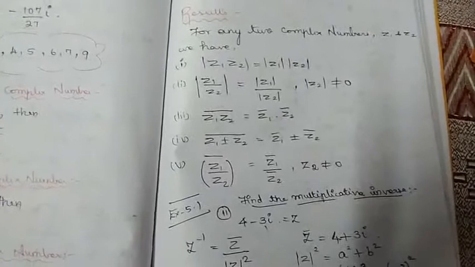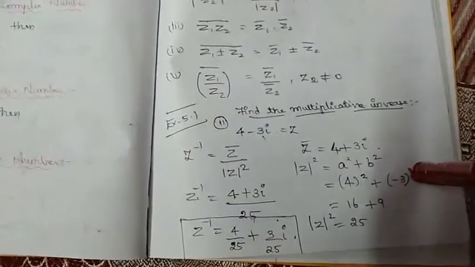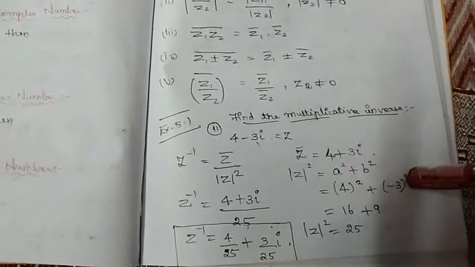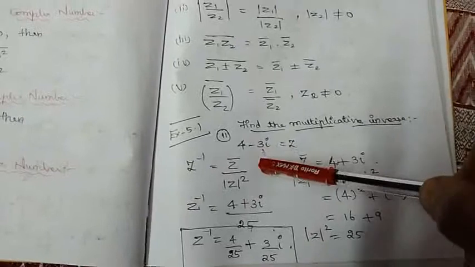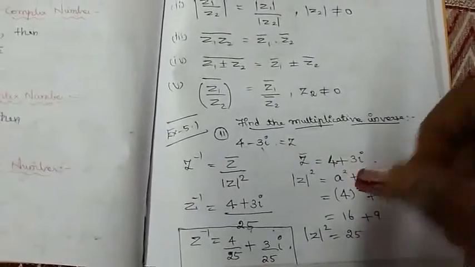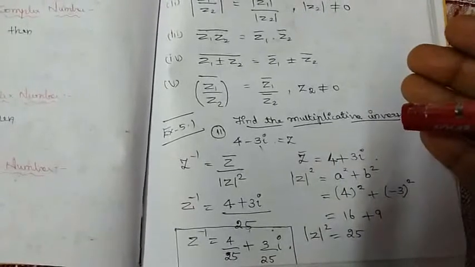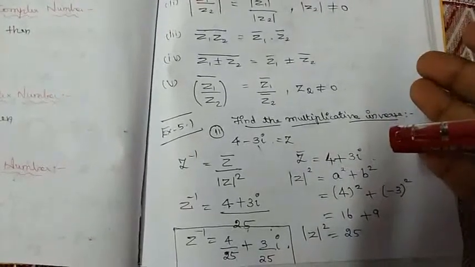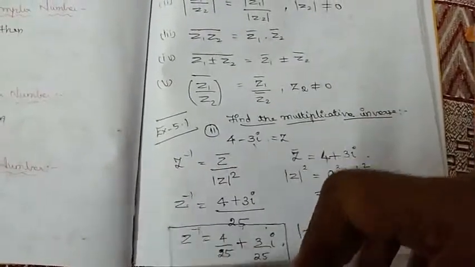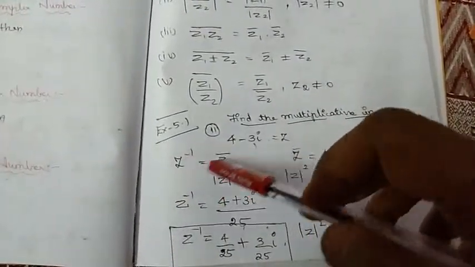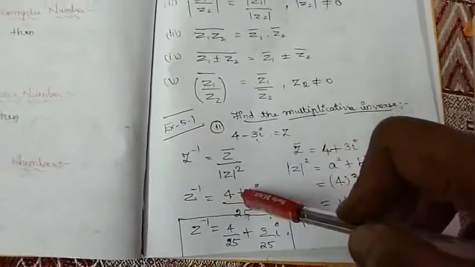Next we have seen how to solve problems on multiplicative inverse. How to find the multiplicative inverse? Just now we have seen a formula. You can go with the formula, or else you can find 1 by 4 minus 3i, 1 by that z. How to find 1 by z? Multiplying and dividing by its conjugate. You can directly go with that, or else you can use the formula. Z inverse is Z bar divided by modulus of Z the whole square. Using the formula is easier, right?